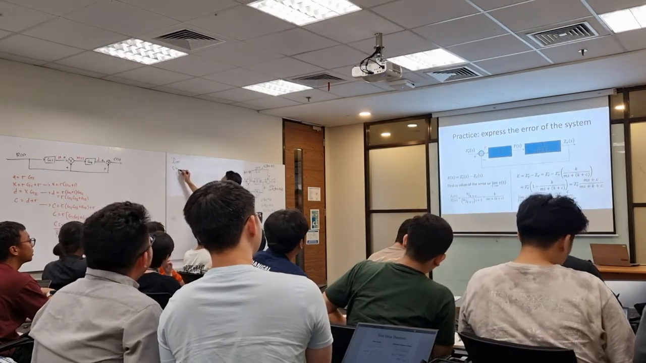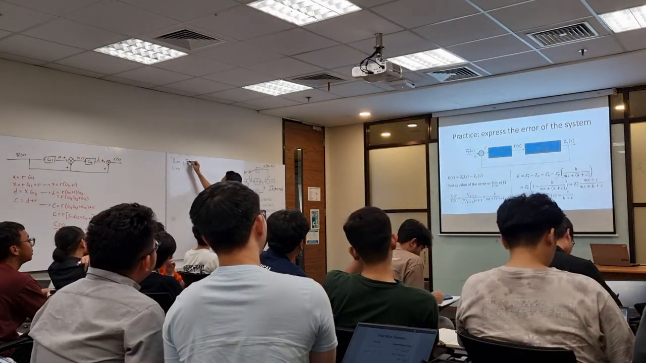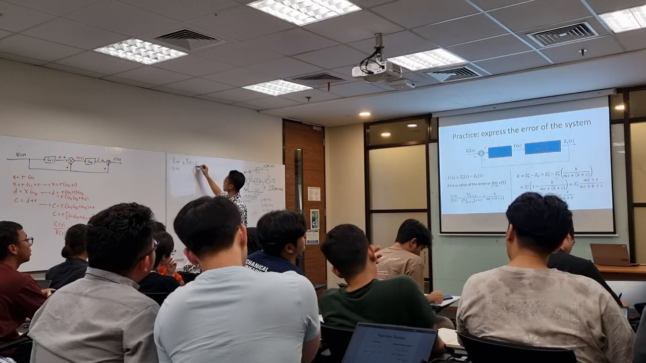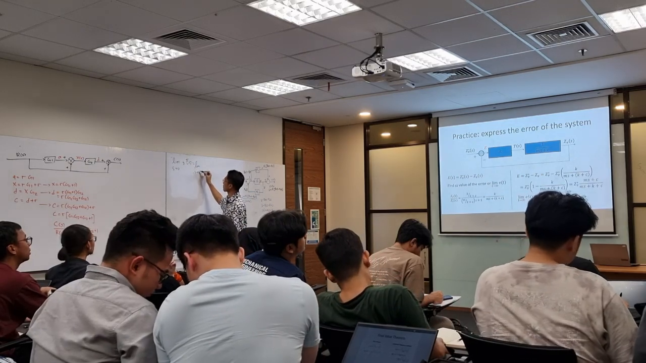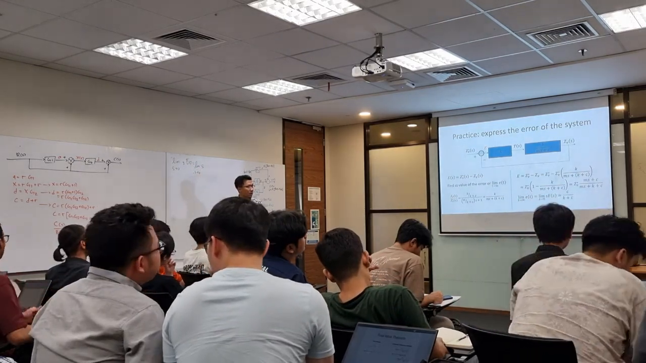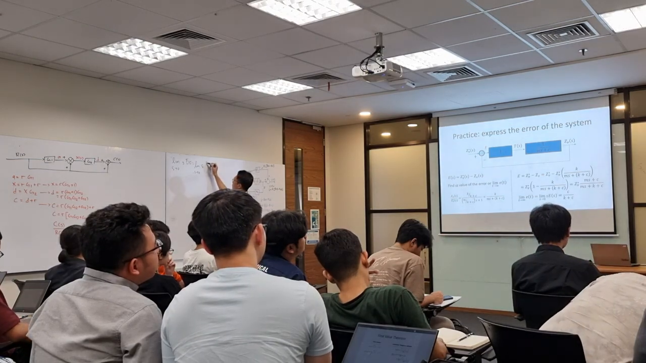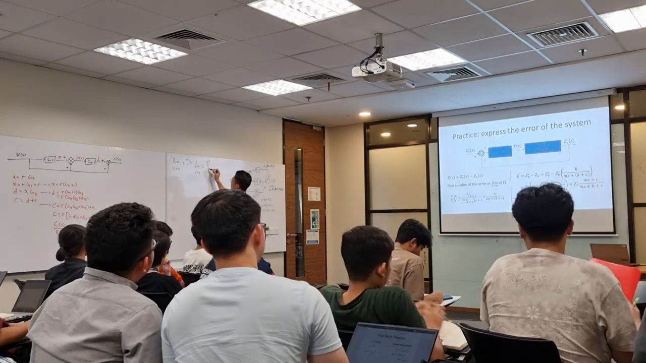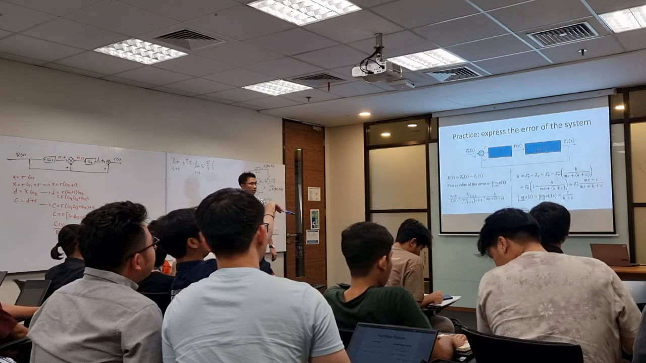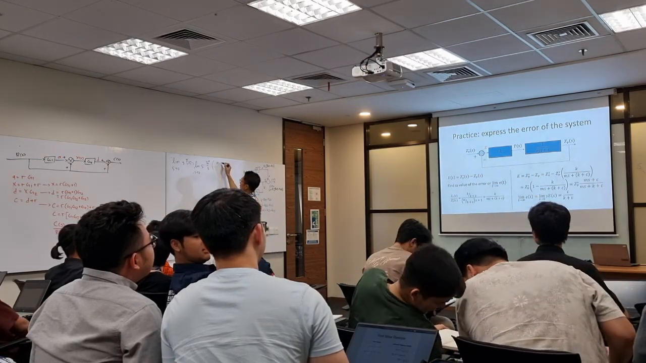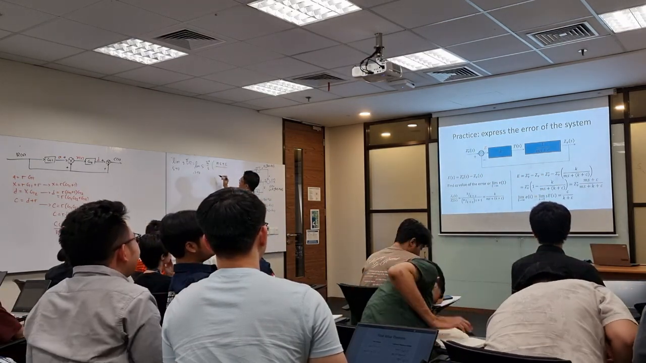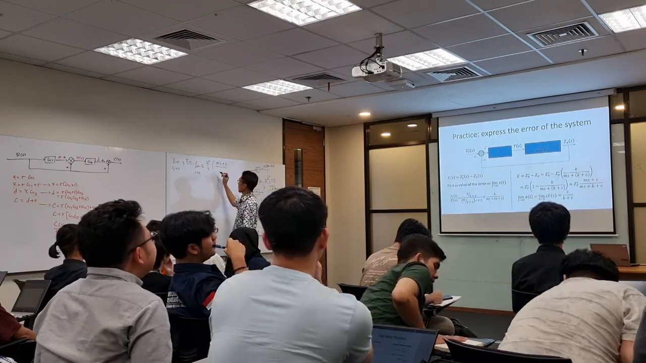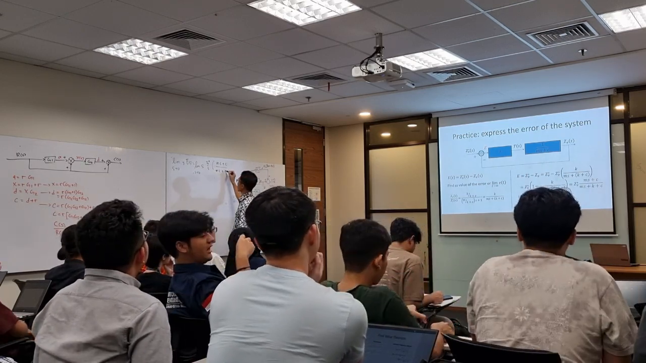Limit S goes to 0, S times E of S. The E of S is Z V star over S, then multiply with (MS plus C) over (MS plus K plus C), MS plus K plus C.